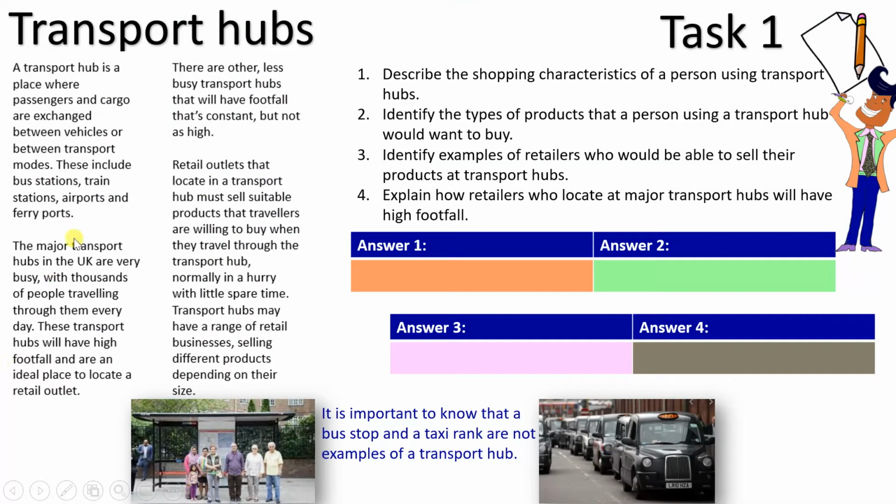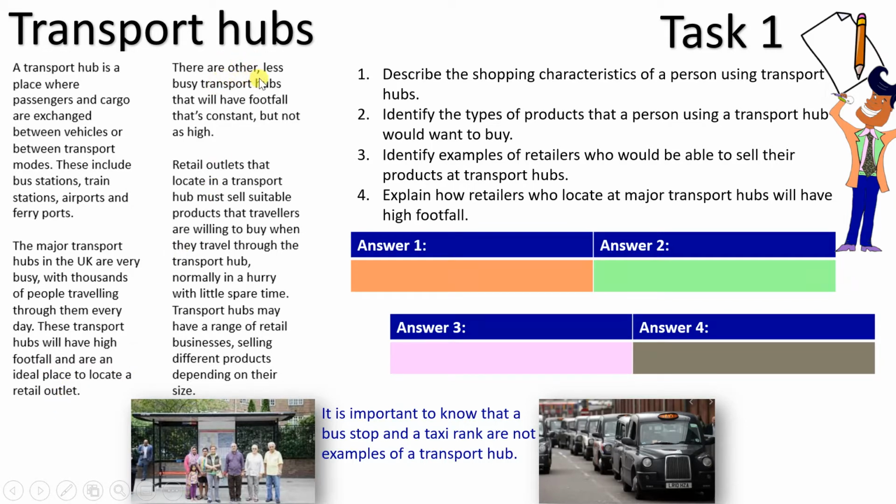Transport hubs. A transport hub is a place where passengers and cargo, that's goods, are exchanged between vehicles or between transport modes. These include bus stations, train stations, airports and ferry ports. The major transport hubs in the UK are very busy, with thousands of people travelling through them every day. These transport hubs will have high footfall and are an ideal place to locate a retail outlet.